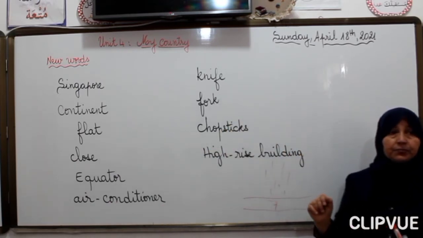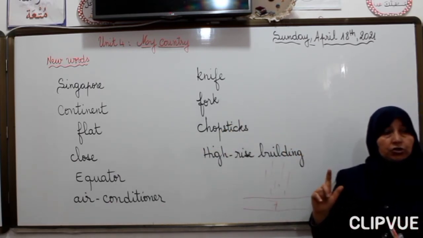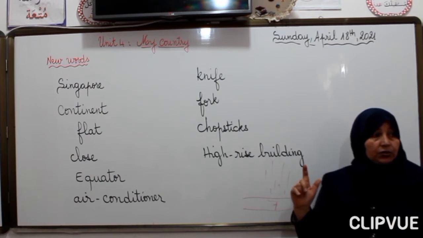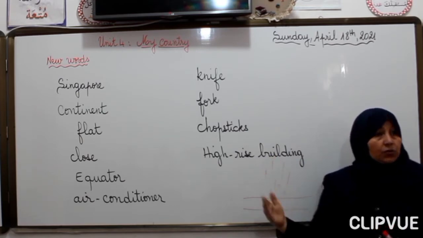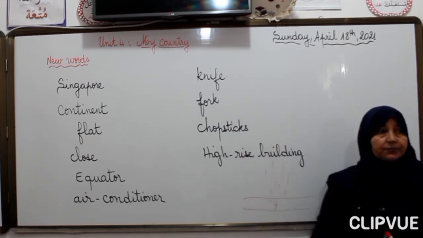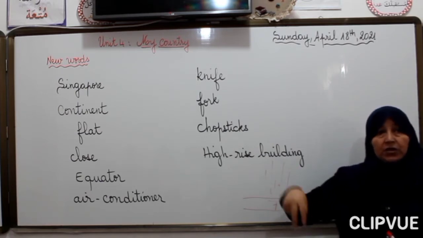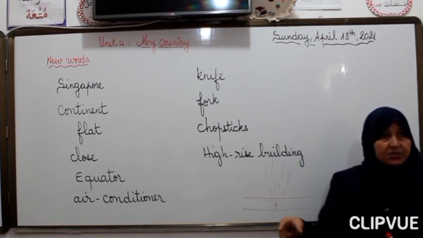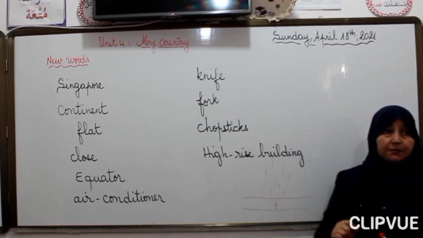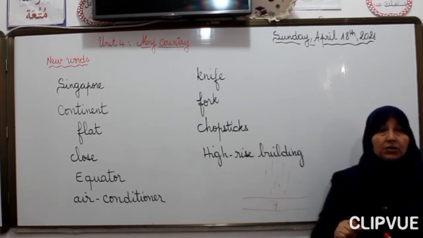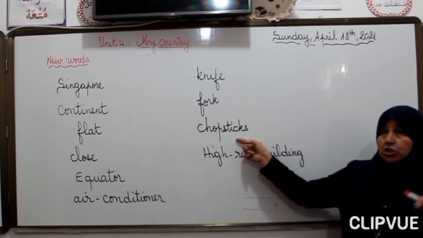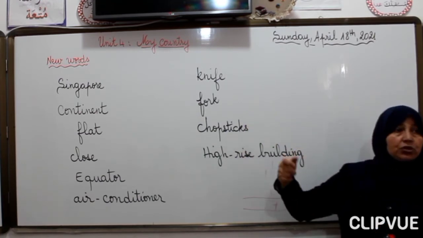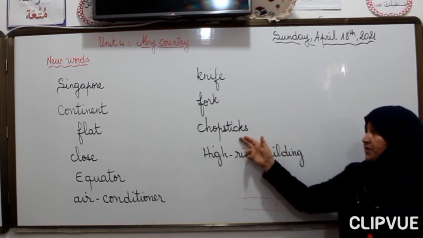Okay, knife. An example: something we cut fruits or vegetables with. Something we cut vegetables, meat, fruit, and so on with. Fork. Teacher, we eat with it. Yes, we eat with it, like French fries, for example. Chopsticks. Yeah, the Asian people. Two sticks, good. They are like a spoon, like a fork, but we use chopsticks.